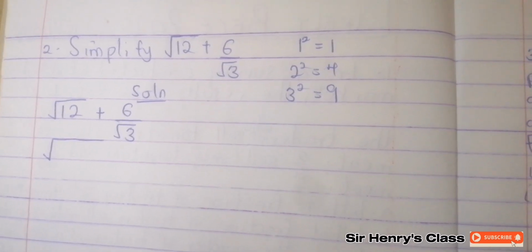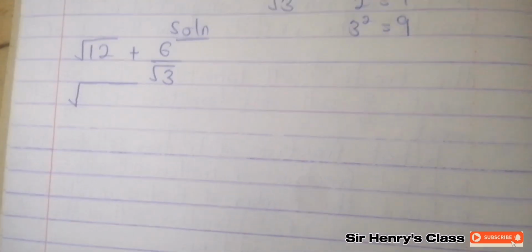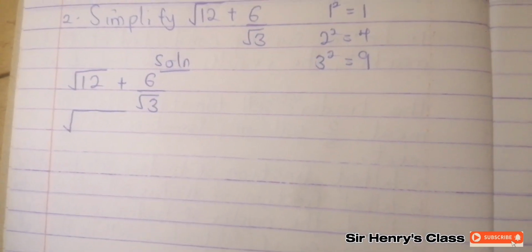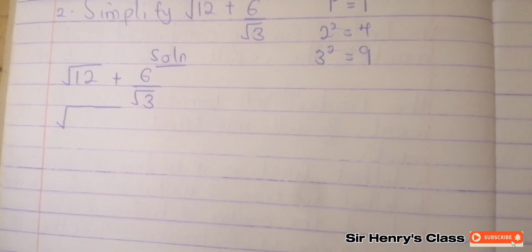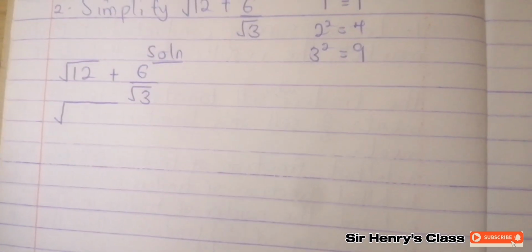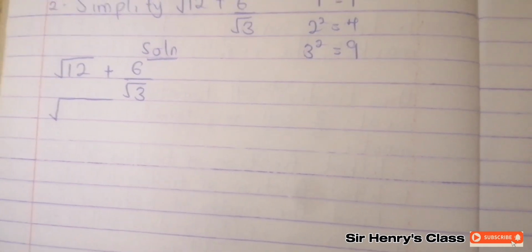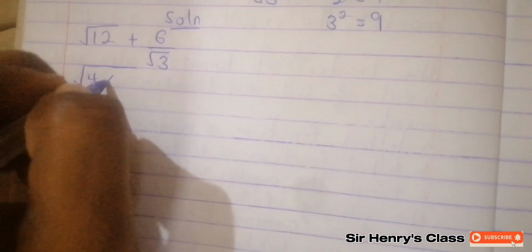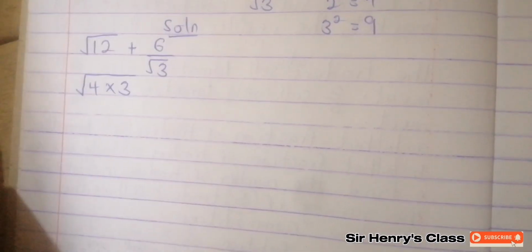Students should take note of that. Yes. So, here we are going to find the product of two numbers that when we multiply, we should get 12. But one of the numbers should be a perfect square. So here, the numbers will be 4 times 3.